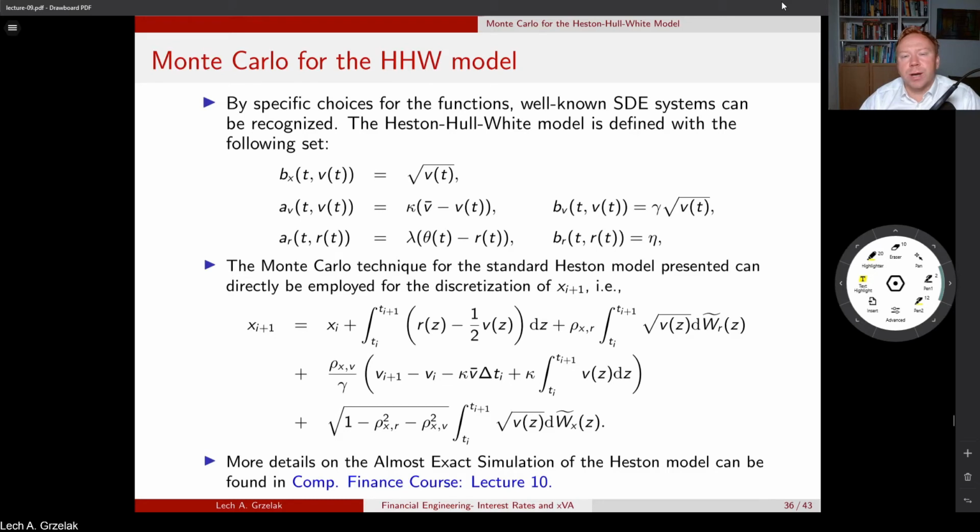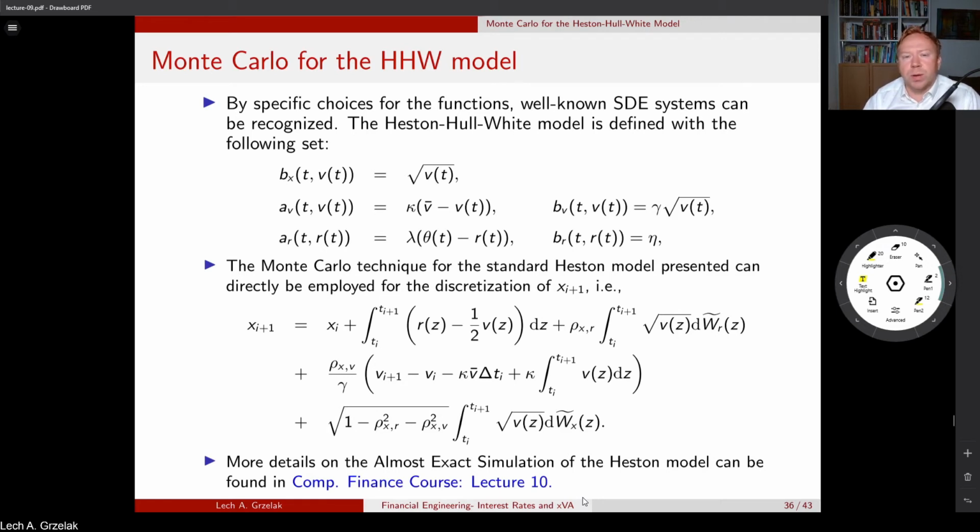The most challenging element of Monte Carlo simulation of the Heston model is the problem of the variance that may hit zero. That's typically associated with the failure condition. The details on the simulation of the Heston model and exact simulation you will find in the Computational Finance course, in lecture 10. There is a lot of detail that we are not going to repeat today. However, I will show you the most important steps.